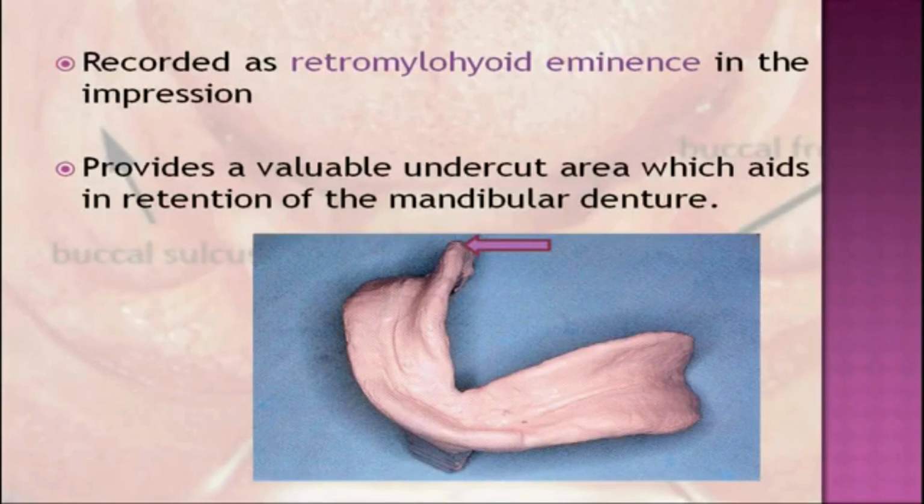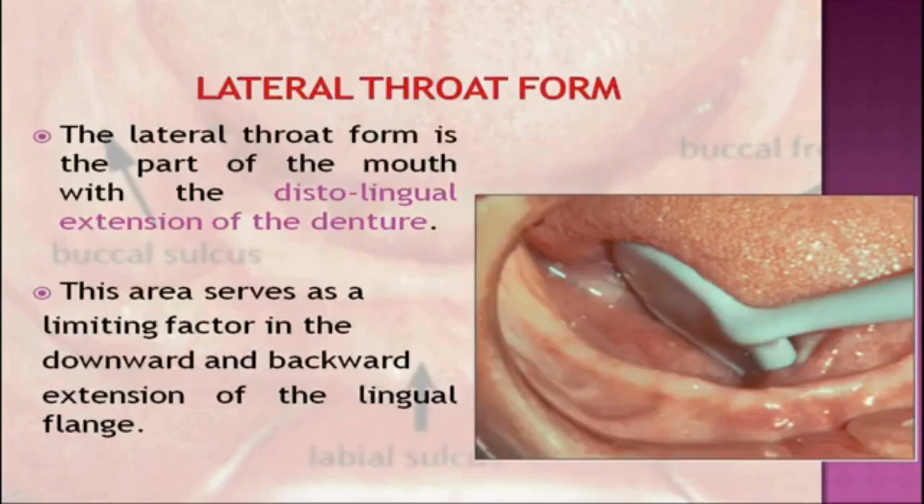Retromylohyoid fossa is recorded as retromylohyoid eminence in the impression. It provides a valuable undercut area and aids in retention of the mandibular denture. The lateral throat form is a part of the mouth with the distolingual extension of the denture. This area serves as a limiting factor in the downward and backward extension of the lingual flange.